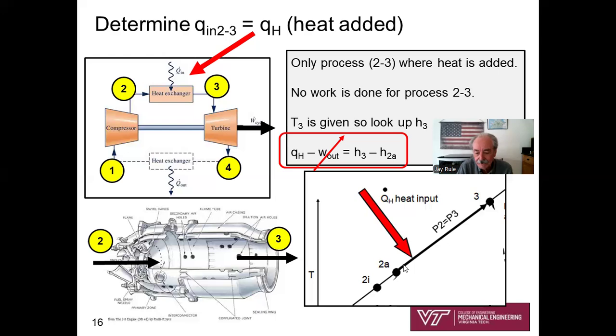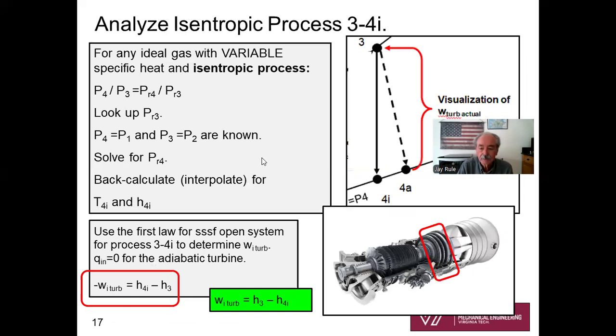Let's see, I just found H2A. H3 is easy to look up because T3 is given. I'll look up H3 in table A-22, and it's straight plug and chug on QH. Now we're sort of coming down the home stretch on planning.